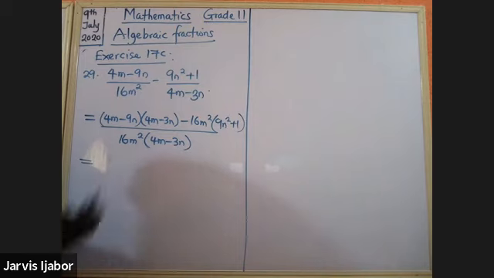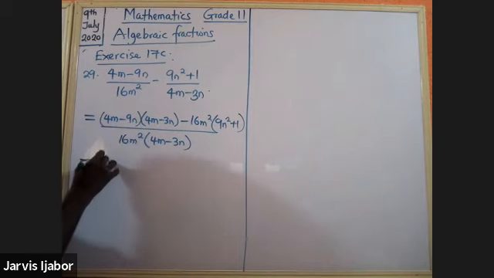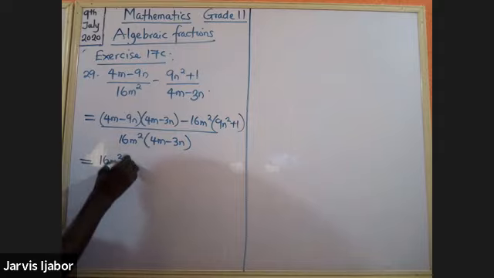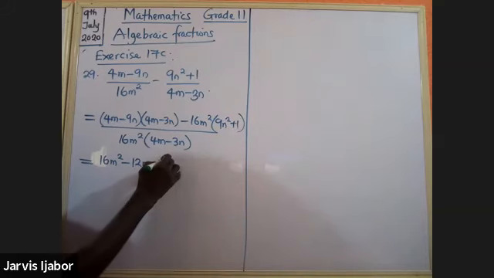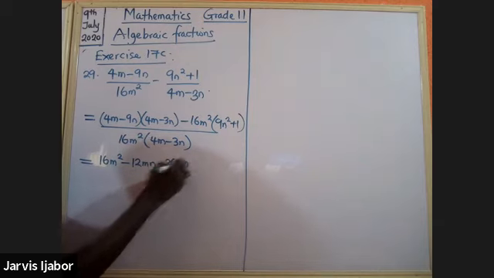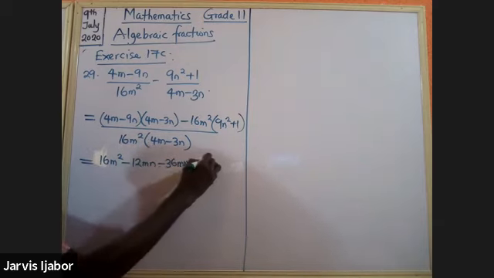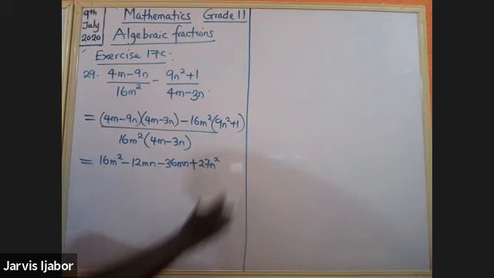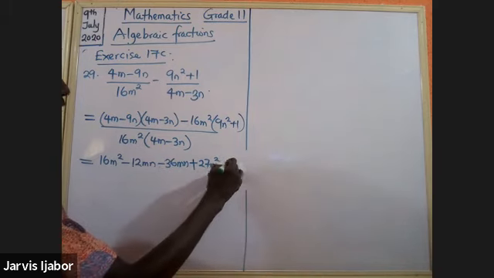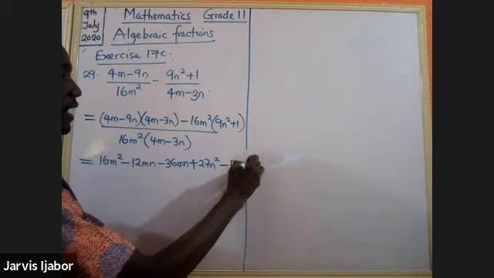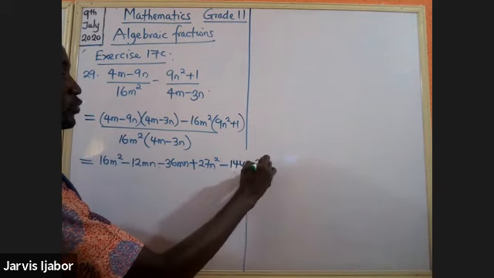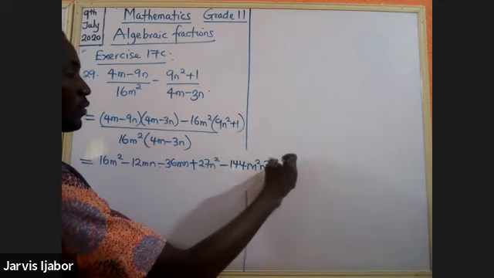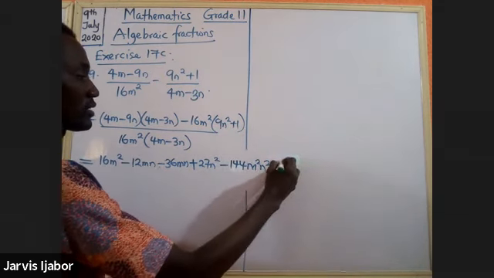So this will give me, I'll open these brackets, I'm going to have 16m squared minus 12mn plus, minus 36mn plus 27n squared. And then I need to create more space here. Minus 144n squared plus what? Minus 16m squared.